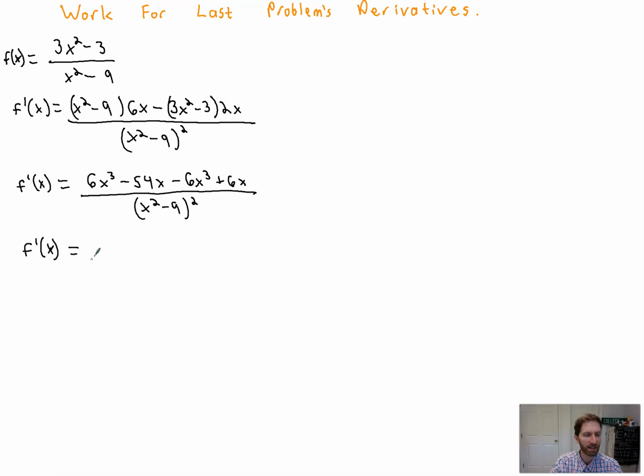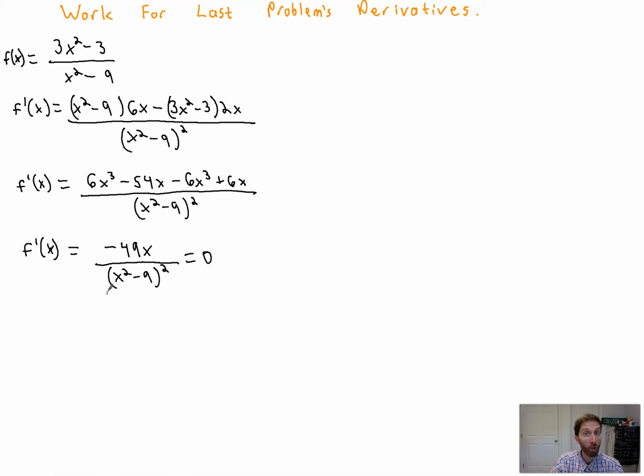6x cubed minus 6x cubed is 0. Minus 54x plus 6x is minus 48x. And I always like to go back and check my distribution because there's so much algebra in this. I want to make sure that everything's working out correctly, not to make a simple algebra mistake. That'd be terrible. Alrighty then, this is awesome. Okay, so now what we've got here is we can set all of this equal to 0. Like I said, I'm just going to put the conclusions on the next page, or that last page.